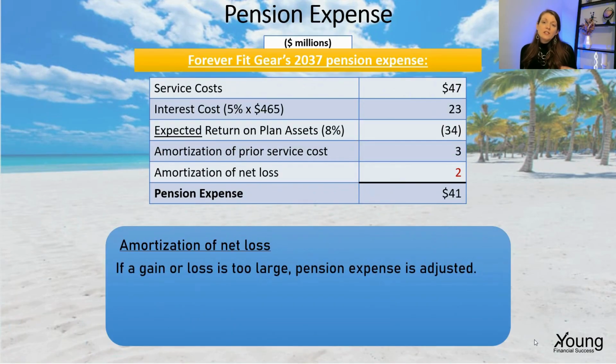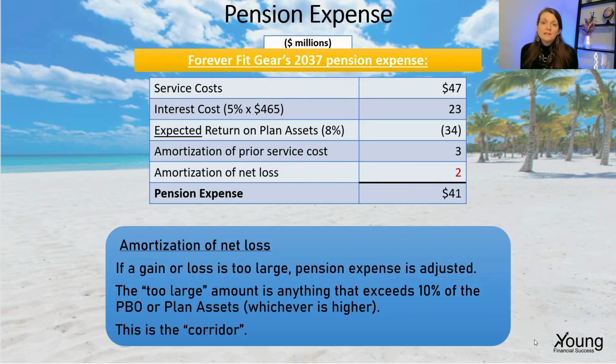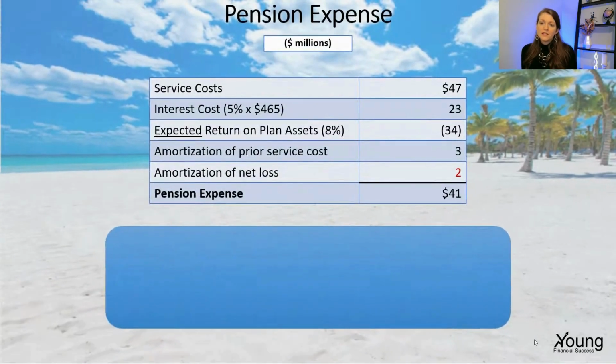So that net loss, if it's too large for the pension expense, then we're going to be amortizing that, just like we mentioned with the prior service cost. So the too large amount is anything that exceeds 10% of either the projected benefit obligation or the plan assets, whichever amount has a higher balance. In our case, it was the projected benefit obligation. So we're going to be using the 10% of the projected benefit obligation. Anything over that, we are going to go ahead and amortize over time. We call that too large amount the corridor. Okay, so that's what that reference is.